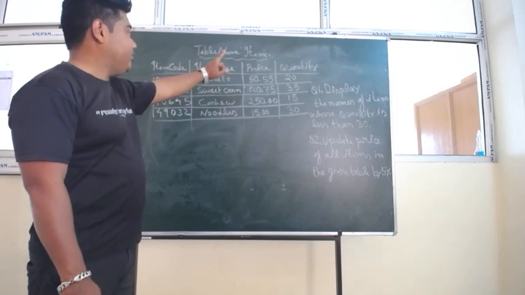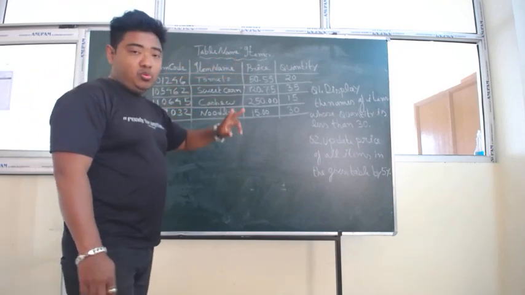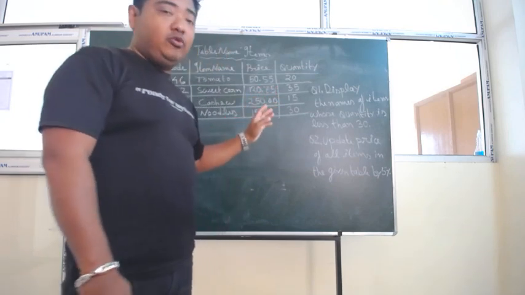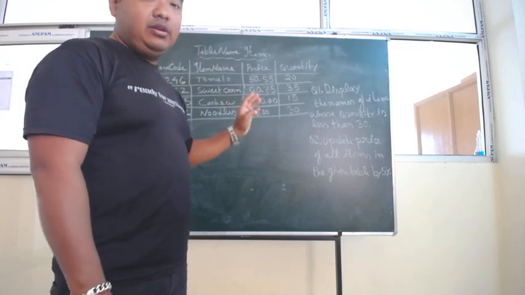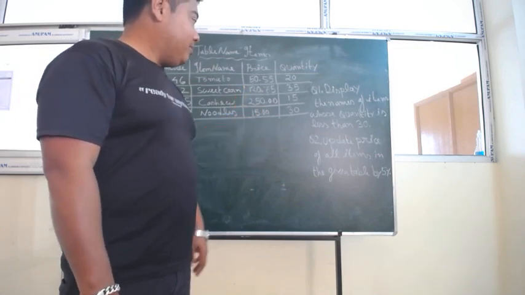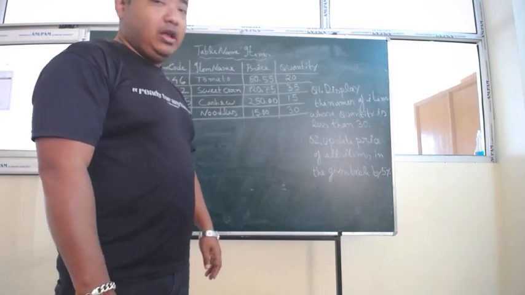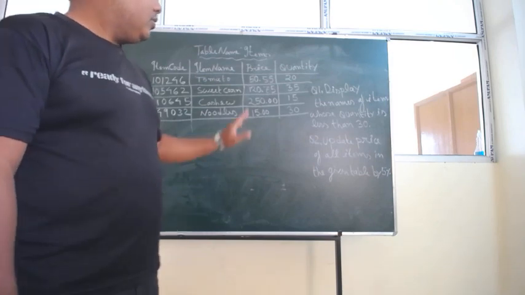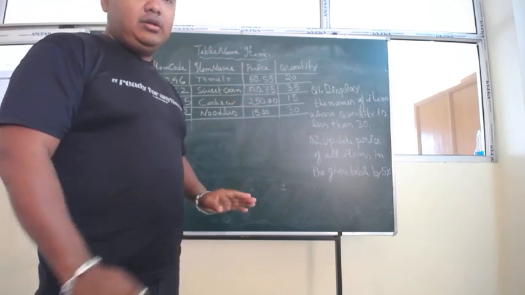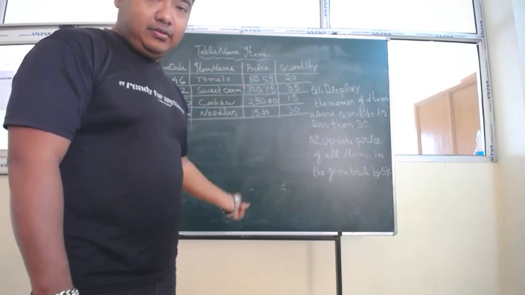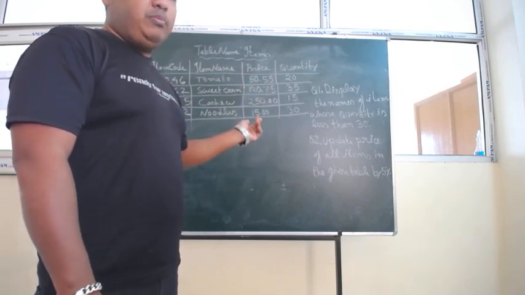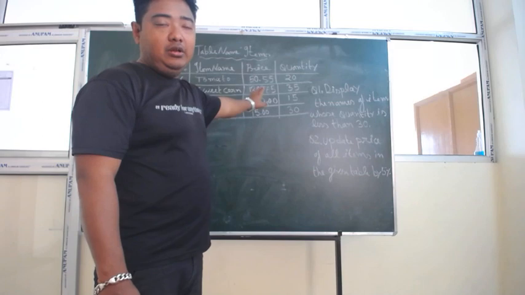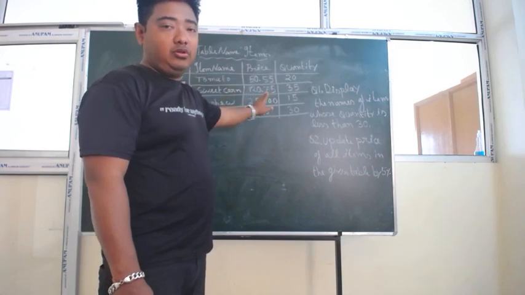Here the table name is items. Item code is there, item name is there, price is there, quantity is there. Now two questions are there. The first question is: display the names of the items whose quantity is less than 30. The second question is: update the price of all items given in the table by 5%. So first we have to display those items whose quantity is less than 30. Second, we have to update the price. This price we have to update by 5% for all the records.